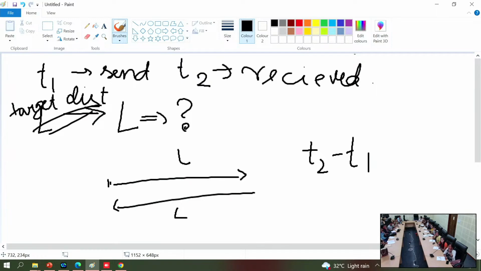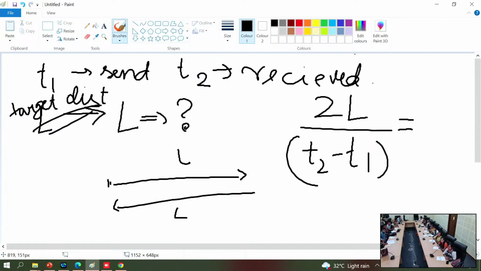So that is T2 minus T1 we have got, and by that time the signal has gone, hit the target and come back. So it has travelled a distance of 2L. So the distance is 2L, the time is T2 minus T1, that is going to be giving you the speed, and the speed is the speed of light. The speed of light is going to be a constant, right? What is it, 3 into 10 to the power 8, right?